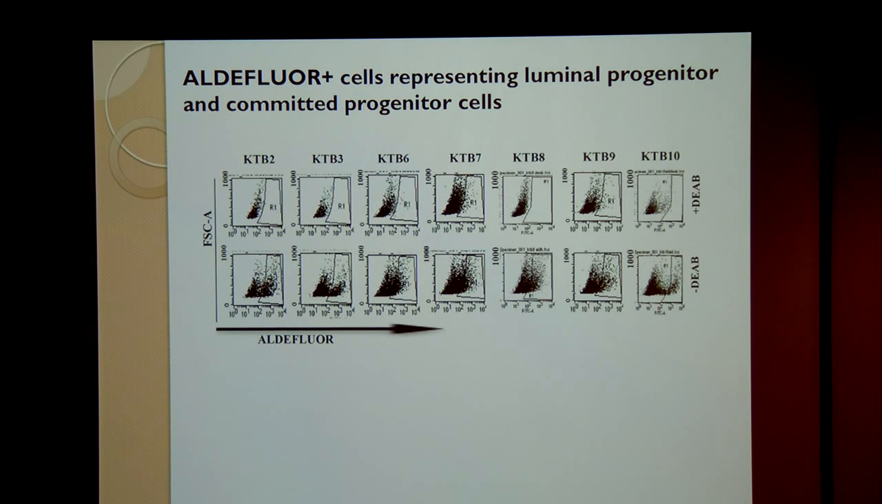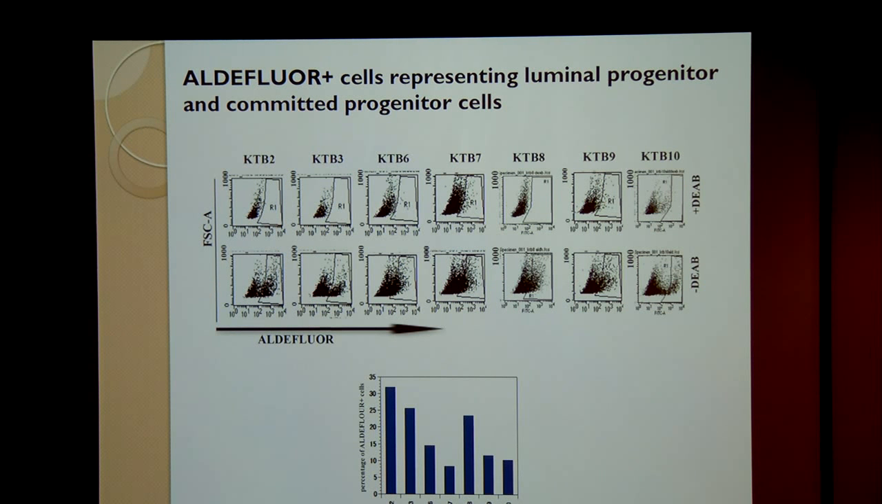Let us look into the Aldefluor. The top is a control to give a gate, and these are Aldefluor positive cells. The number of Aldefluor positive cells varies from person to person, shown graphically. This is the distribution pattern of the Aldefluor positive cells. Again, everybody is healthy here.